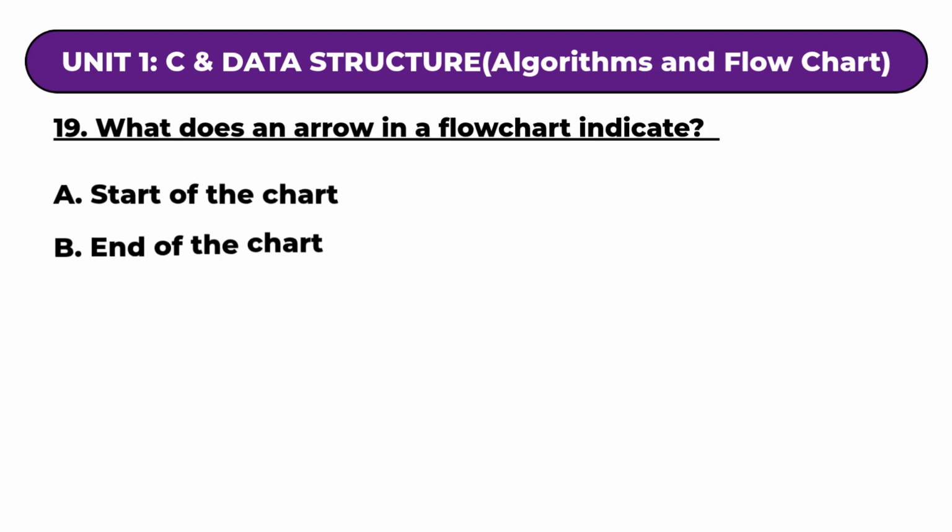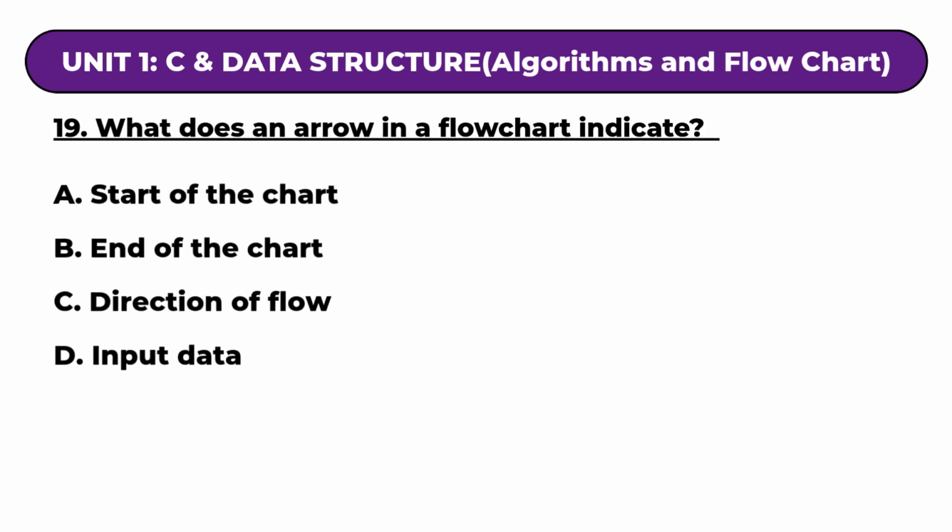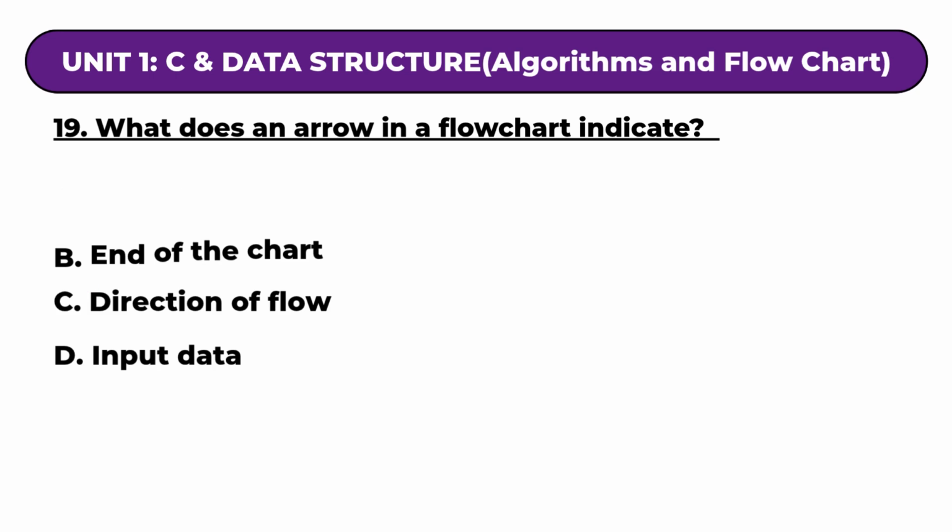What does an arrow in a flowchart indicate? A, start of the chart. B, end of the chart. C, direction of flow. D, input data. Correct answer? C, direction of flow.